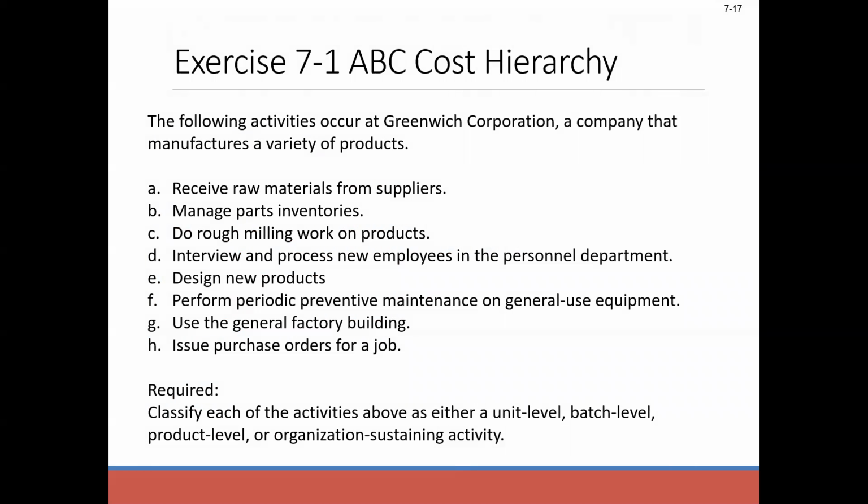So let's look at this exercise 7.1. The following activities occur at Greenwich Corporation, a company that manufactures a variety of products. We're going to classify each of these activities above as either a unit level, a batch level, a product level, or organization sustaining activity. So I'm going to give you a couple minutes to look at this. I'll be right back.